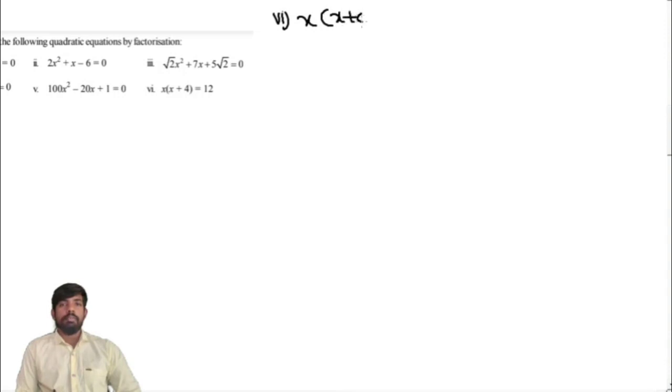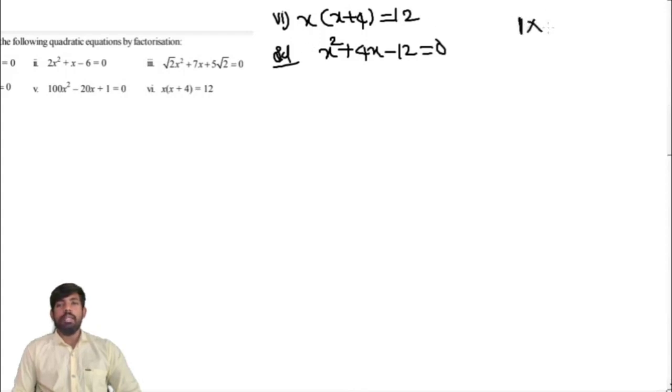x into x plus 4 is equal to 12. Okay, so given x into x multiply inside: x into x is x square plus x into 4 is 4x, minus 12, send this plus 12 to the left hand side, minus 12. Now x square coefficient 1 into constant minus 12, so you will get minus 12.